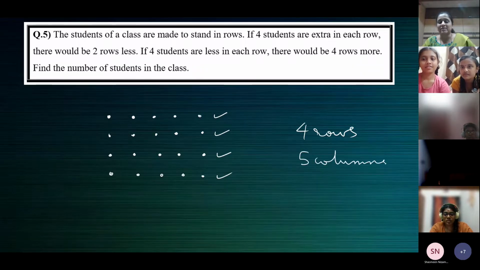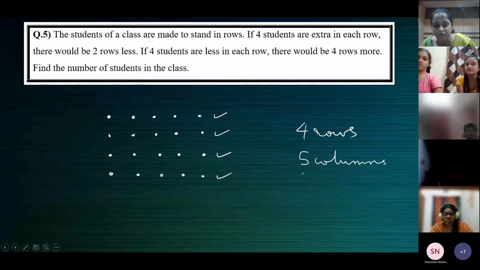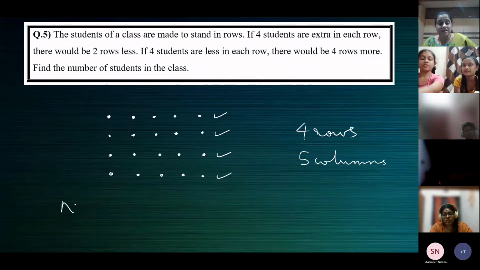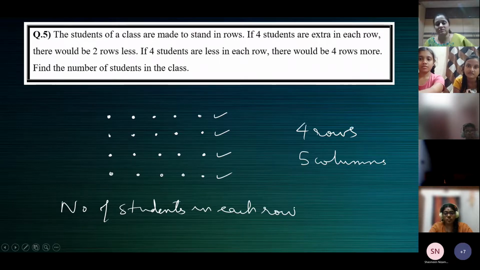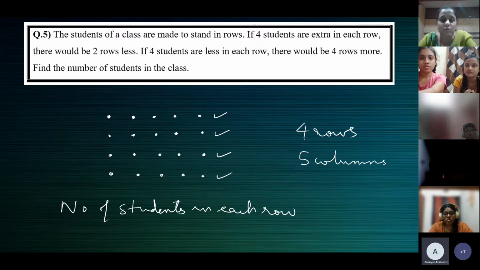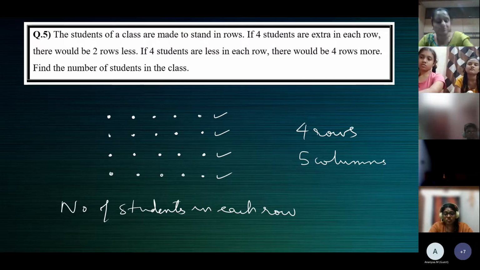The other way of expressing number of columns is the number of students in each row. How many students in each row, children? 5 students in each row. Each dot represents 1 student.